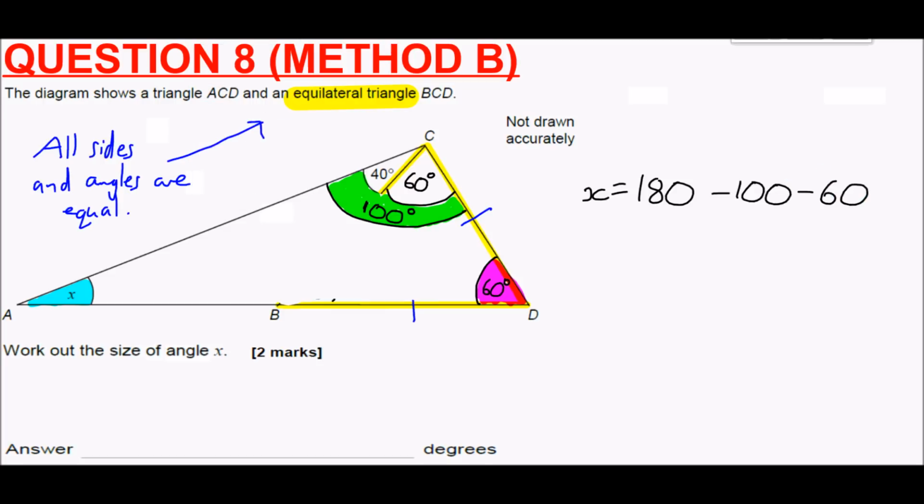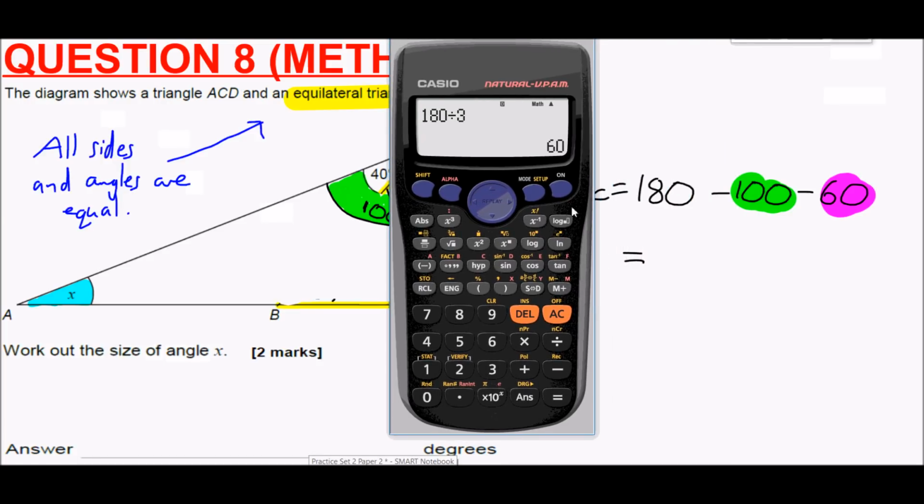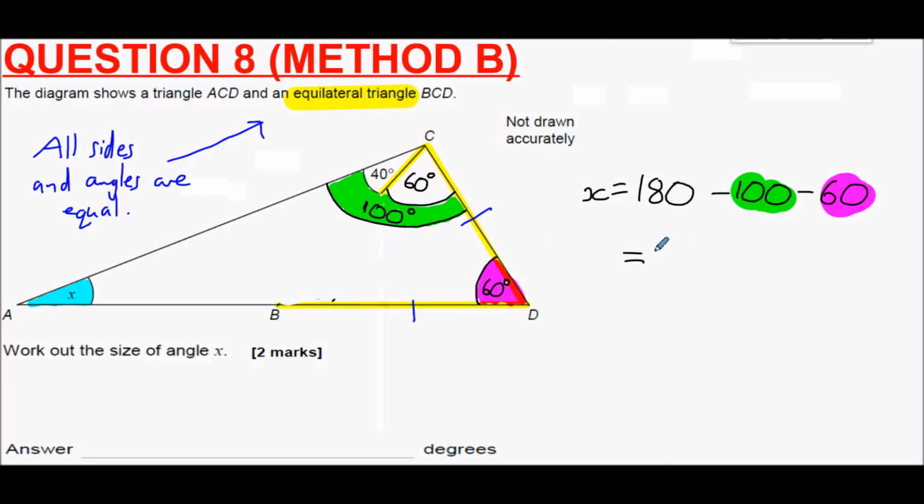And if we just check that on our calculator, you should find that the overall answer for the size of x is 20 degrees. I'll just show you here if you're doubting it. 180, take away 100, take away 60, equals 20. And so whichever method you use, you should hopefully find that angle A comes to 20 degrees. And that's your final answer for question 8.